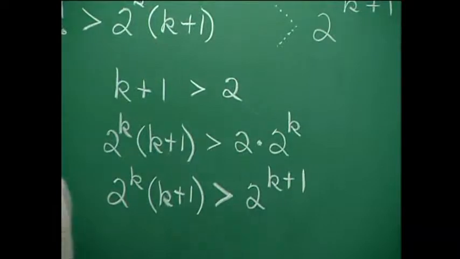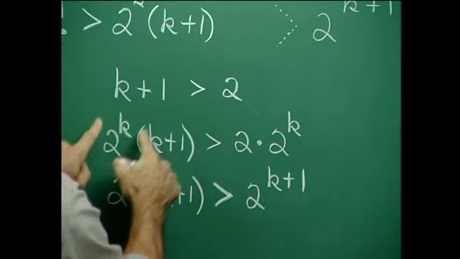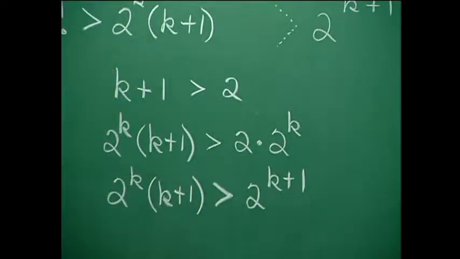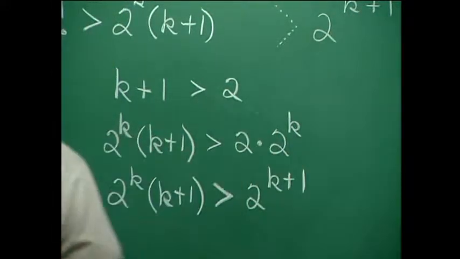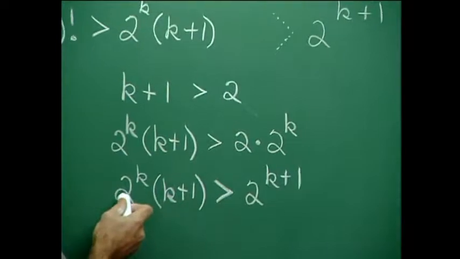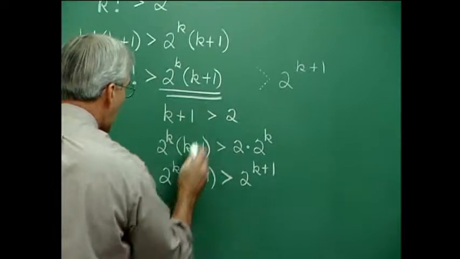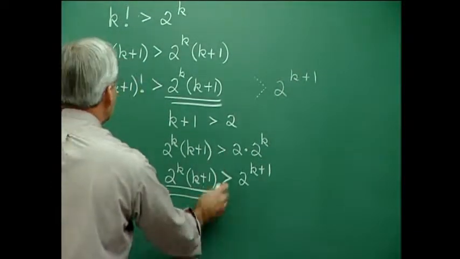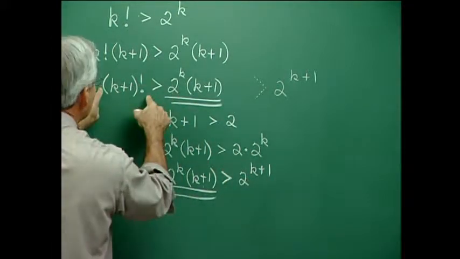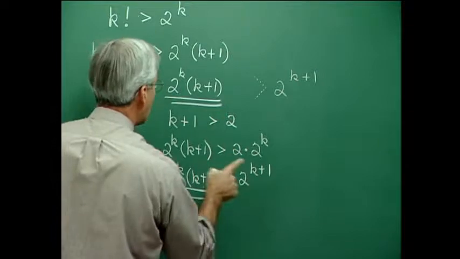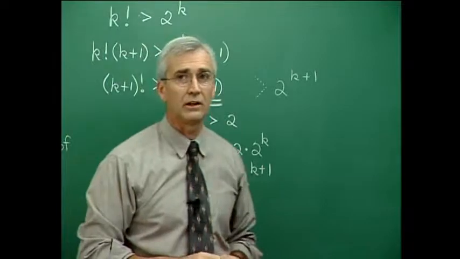That's what I'm after. And so I'll multiply on both sides by 2 to the k power. I'm multiplying this by 2 to the k, and over here by 2 to the k. And lo and behold, over here I have 2 to the k plus 1, which is exactly what I'm after. And on the left I have 2 to the k times k plus 1, which is this. And now I can use the transitive property. If this is greater than that and that is greater than this, I can conclude that this is greater than that. And that's what we were compelled to do in showing the second part of the proof by math induction.